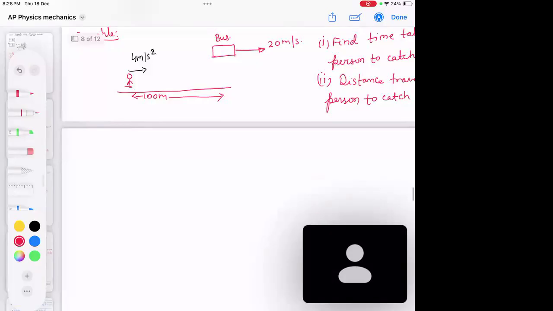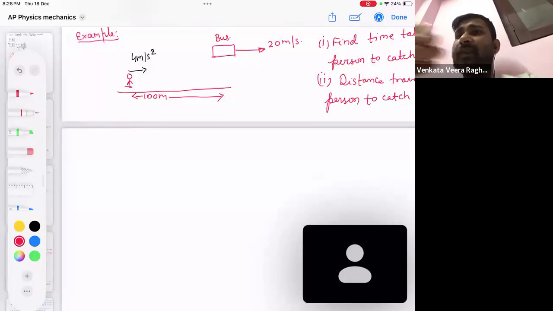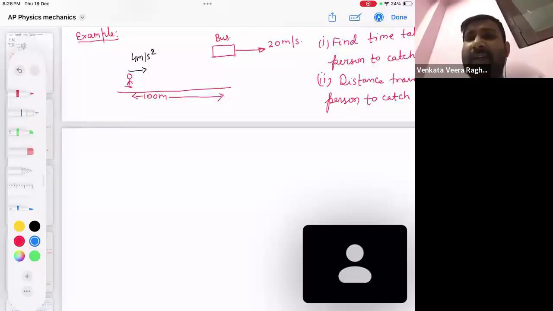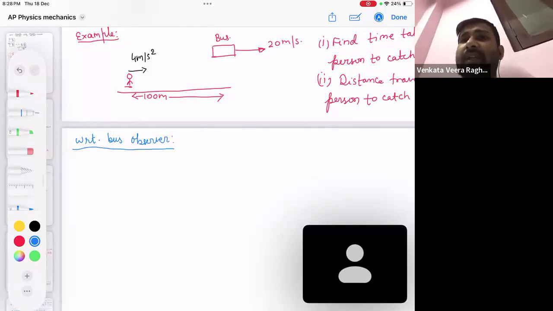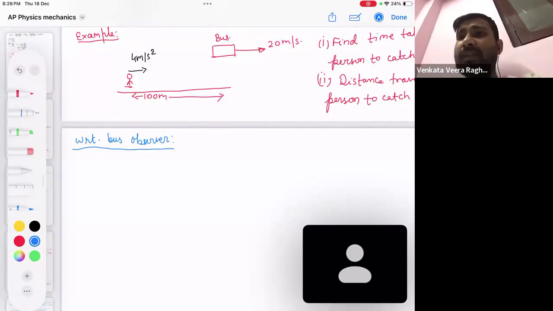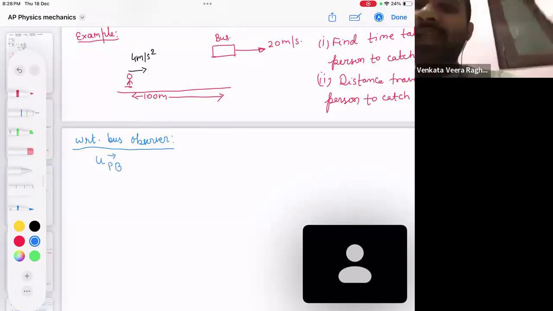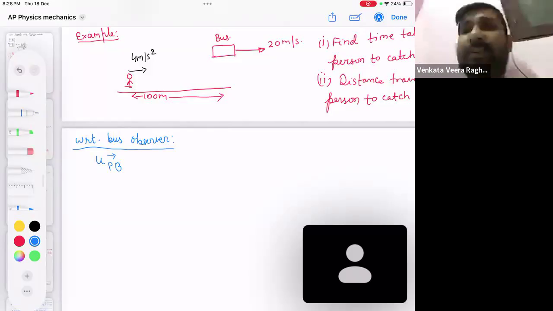Okay. So in this question, in reality, the bus is also moving and the person is also moving. But time is independent of the frame of reference. So that's why we are going to see, with respect to the bus observer, the motion of the person. So tell me, with respect to the bus, what is the initial velocity of the person?